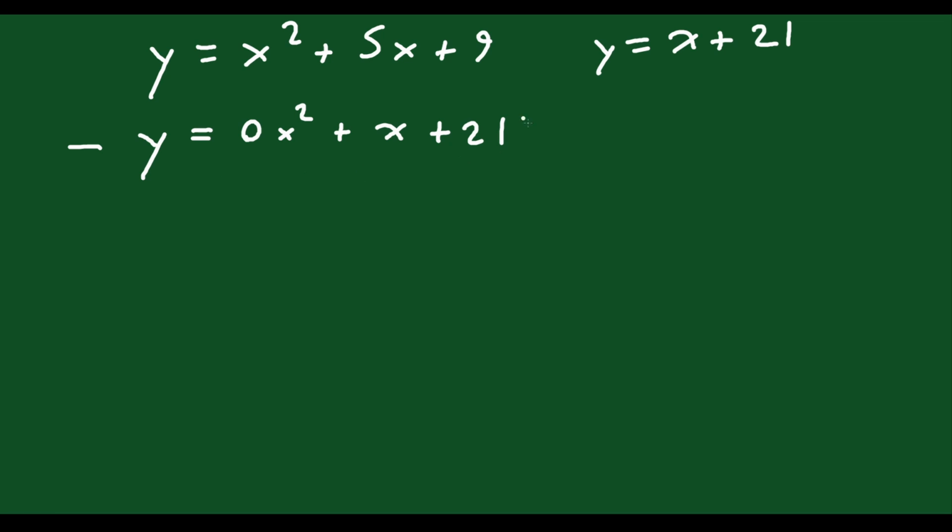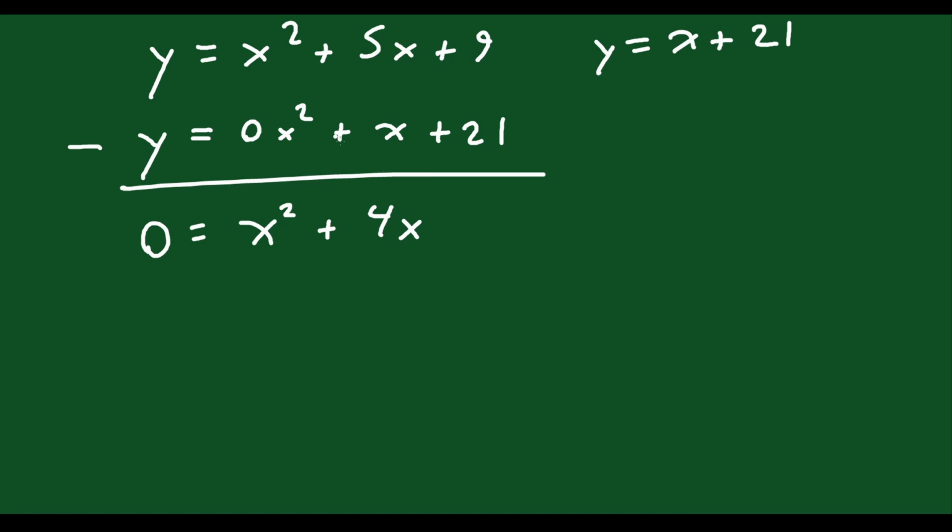So this is another way of writing this, right? That 0 is just there as a placeholder because there is no x squared term in this equation. So you do that and you subtract, right? And the reason I'm simply subtracting is because that will cancel or eliminate my y's. So y minus y is 0, x squared minus 0 is just x squared, 5x minus x is 4x, 9 minus 21 is negative 12.